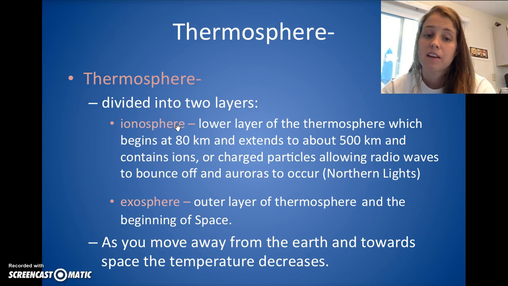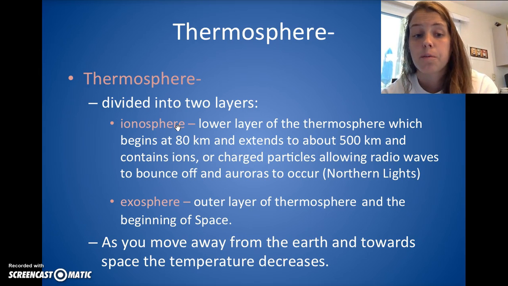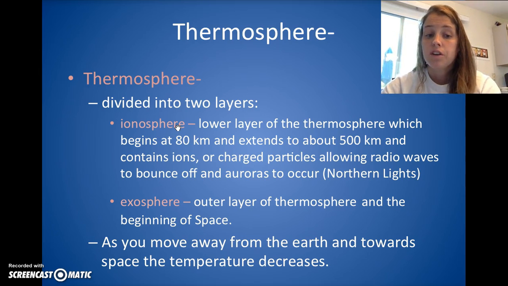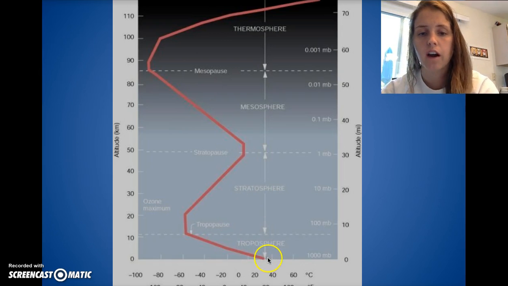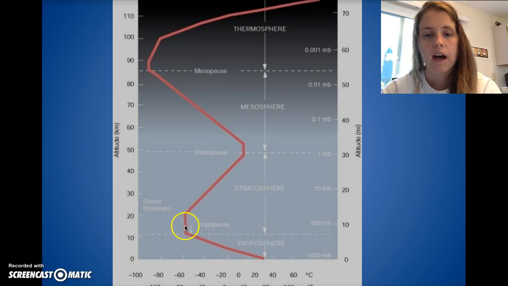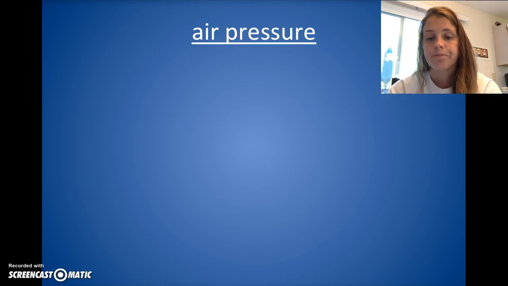And then finally we have the exosphere. This is the outer layer of the thermosphere and basically the beginning of space. As you move away from the Earth and towards space, the temperature continues to decrease at this point. So here's the same thing that you guys did. So we have our troposphere, tropopause, stratosphere, stratopause, mesosphere, mesopause, thermosphere, and you see that it decreases and decreases and decreases.